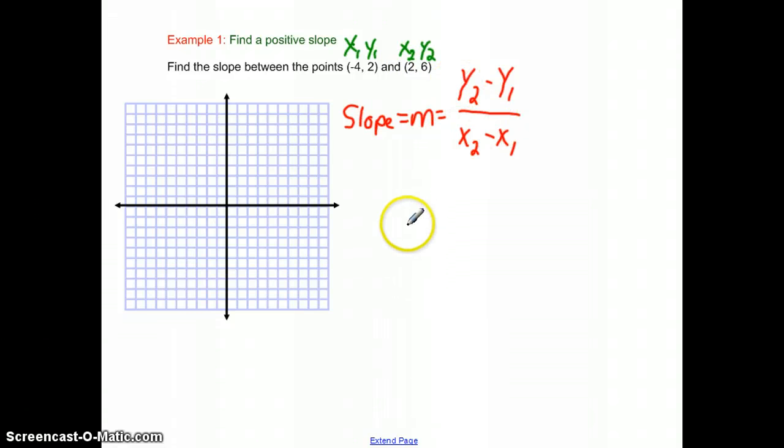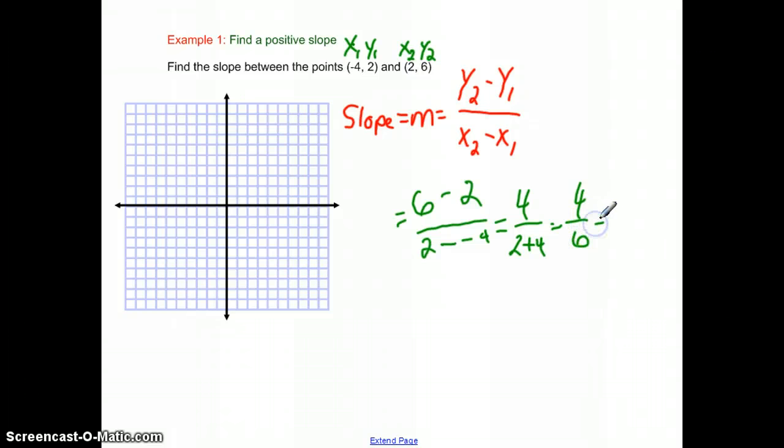So if we use this formula, all we need to do is plug in those numbers. y2 is 6, so I'll plug 6 in. y1 is 2, so I'll plug that in. x2 is 2, and then for x1 I'm going to plug in -4. As we do this, the numerator goes to 6 minus 2, which is 4. The denominator, careful here, we've got minus and negative. This is like saying 2 plus 4. This gives us 4/6, and that can be reduced. So 4/6 reduces to 2/3.